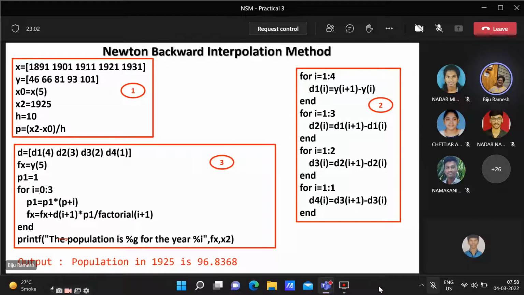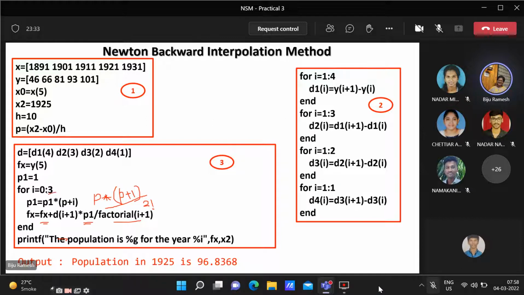So next I will become 1. Here P is already there in P1, so P into P plus 1. Then here in fx already the first two terms are there. Along with that you go for adding P into P plus 1 divided by factorial of I plus 1. I is already 1, so it will be 2 factorial. So you are getting P into P plus 1 divided by 2 factorial.